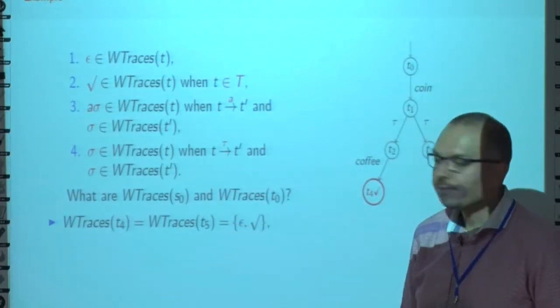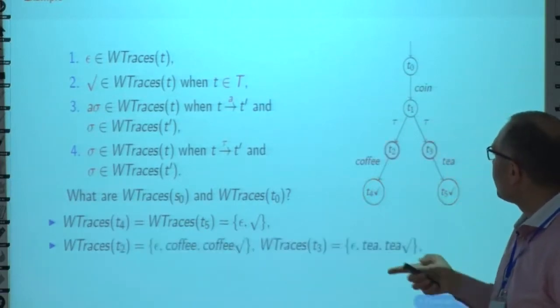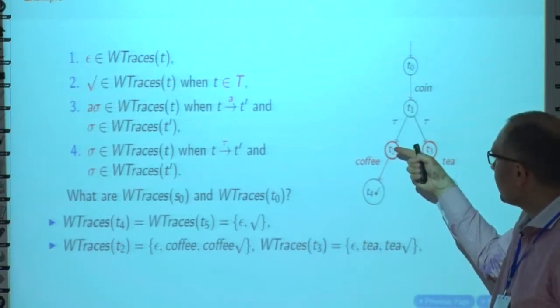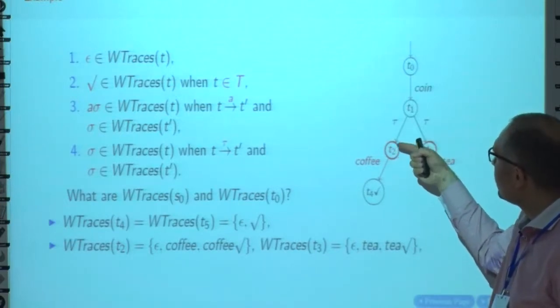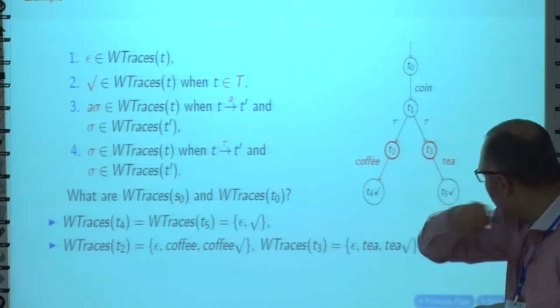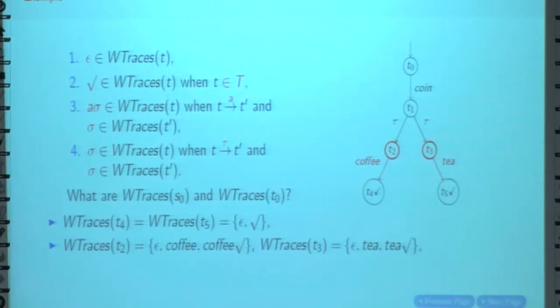You agree, right? We take another step back. Again, there is nothing much to check because in these cases, there are no tau outgoing transitions. You get epsilon, coffee, coffee tick, and that's it. And likewise, in the other case, you get epsilon, T, and T tick. Right? Yes?